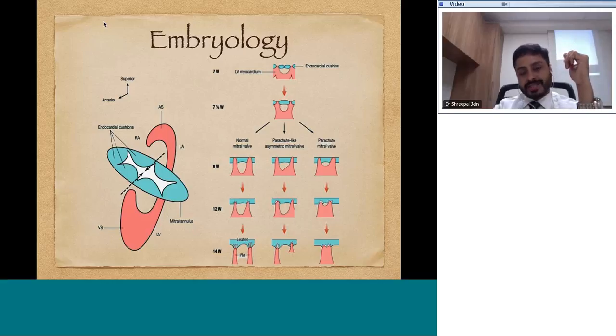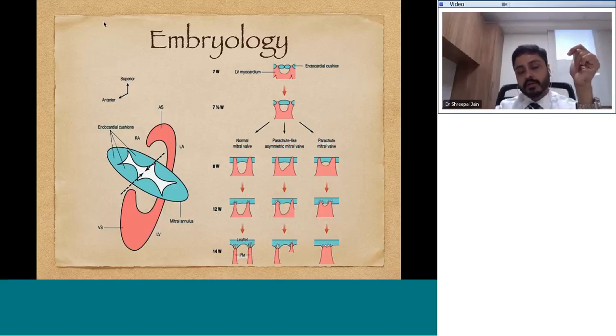At around 6 weeks of gestational age, there are thick fibromuscular strands which are attached from the trabecular LV myocardium to the end of the orifices of the left-sided AV valve. Now, these are the strands which will eventually give rise to the papillary muscle.